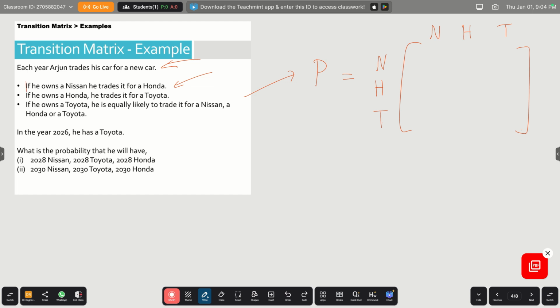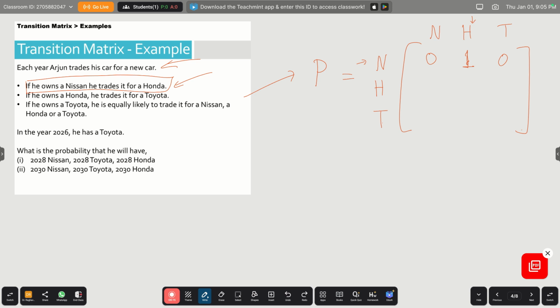First one, if he owns a Nissan this year, he trades it for a Honda. He will not go for Nissan again. He will not go for Toyota. He will just buy Honda. So 100% chance that if he has Nissan this year, then he will have Honda next year. So that probability is 1. Nissan to Nissan is 0. Nissan to Toyota is also 0.